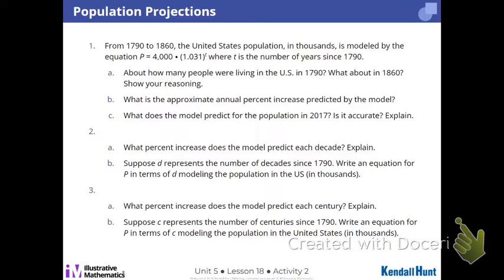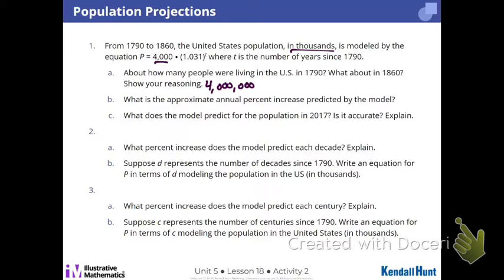Eyes on the board, mouths closed. So 1790, who can tell me how many people and how they know? Hey, Kai. 4,000. Nice. That's close. Wait, what? 4 million people. Oh, that's why. Yeah, because it's 4,000 in thousands. So I was like, what? Okay, so for 1860, how are we going to find that one?